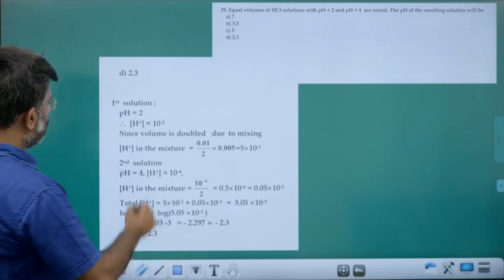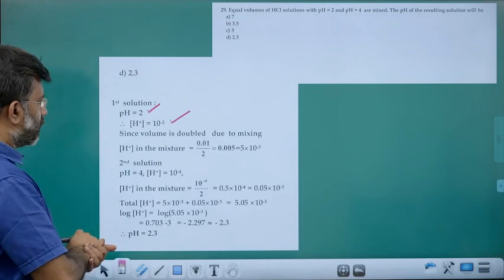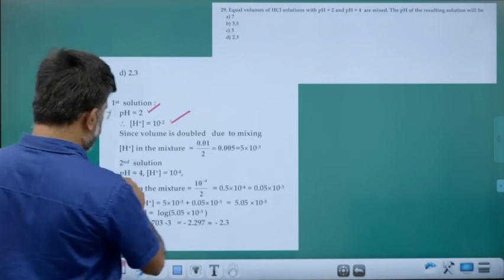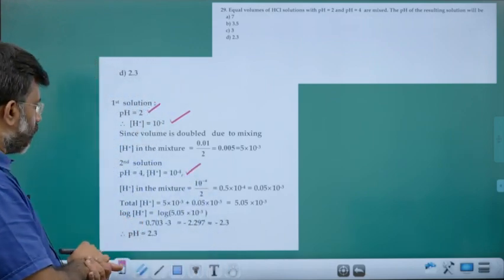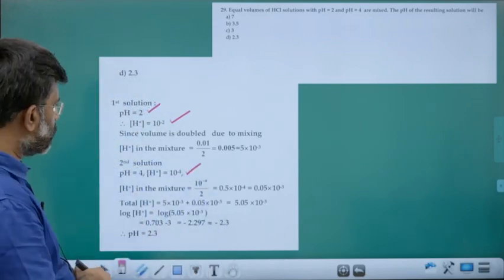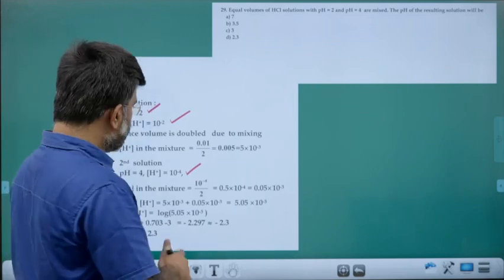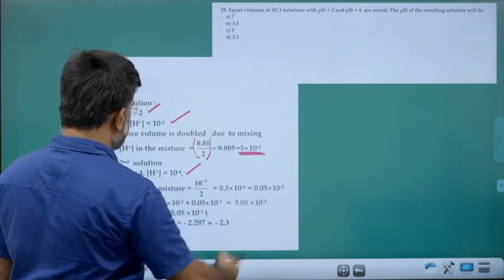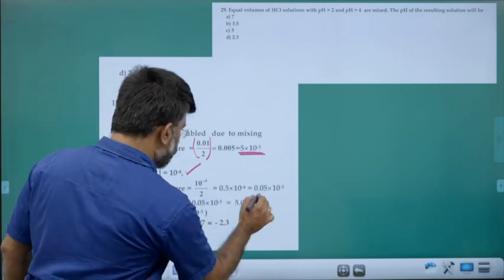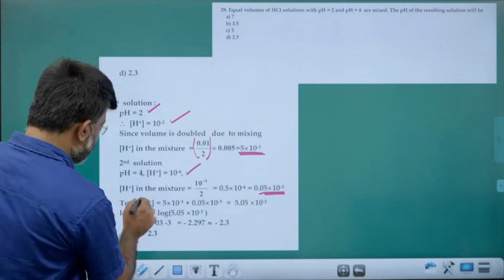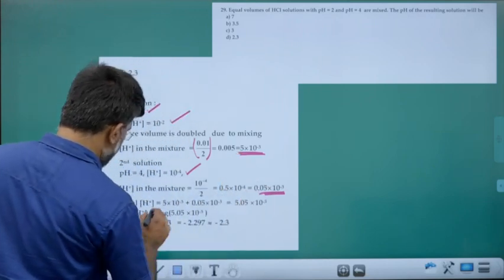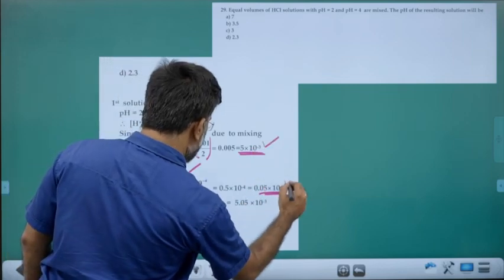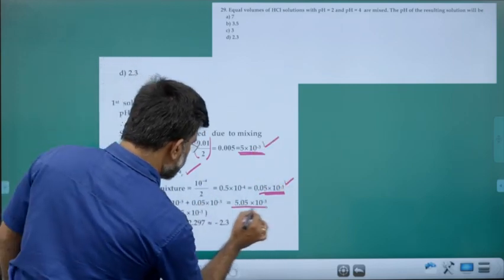You see, the first solution pH is 2, therefore H+ concentration is 10 power minus 2. Now the second solution pH 4, then concentration is 10 power minus 4. Now you are mixing these two in equal volume, so the total volume becomes double, therefore the concentration becomes half. So this is the new concentration and this is the new concentration. So total H+ concentration will be this plus this, and you will get this much.